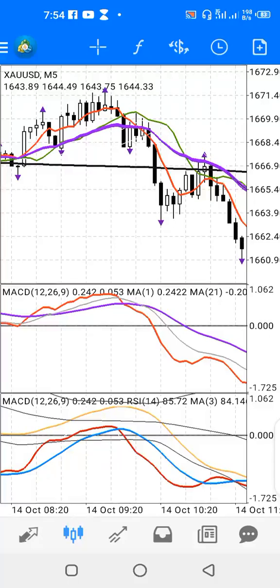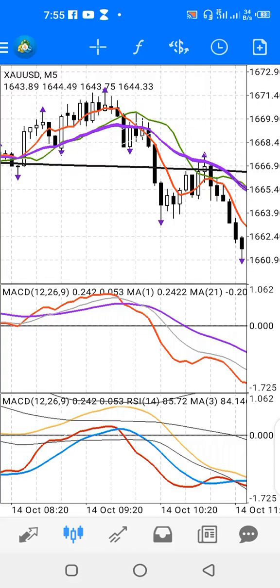Hi guys. Today we'll be looking at how you can scalp quick profit. How you can scalp quick profit when trading gold XAU on the 5 minutes time frame.